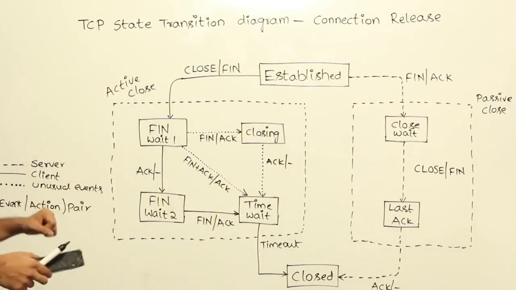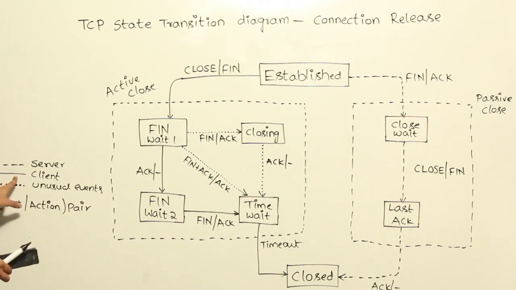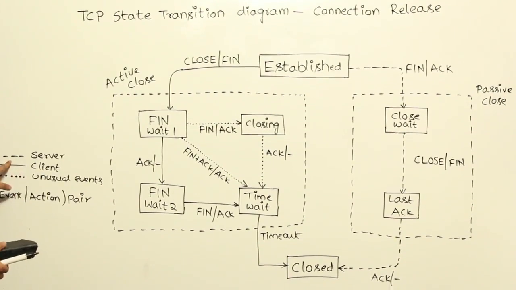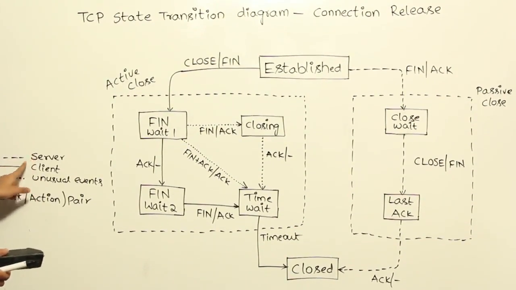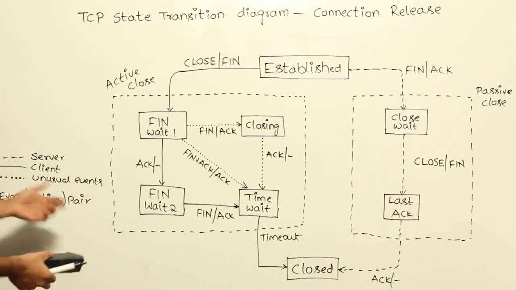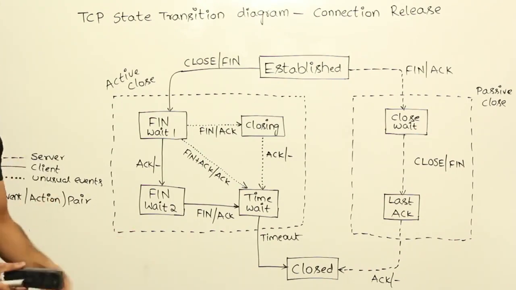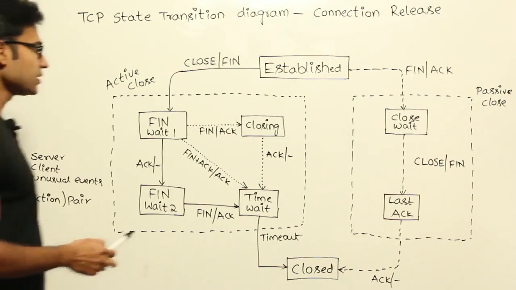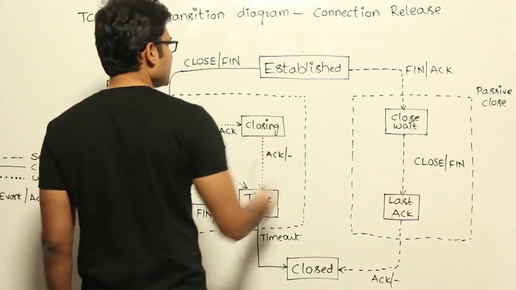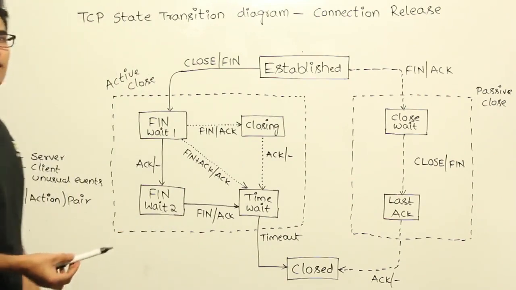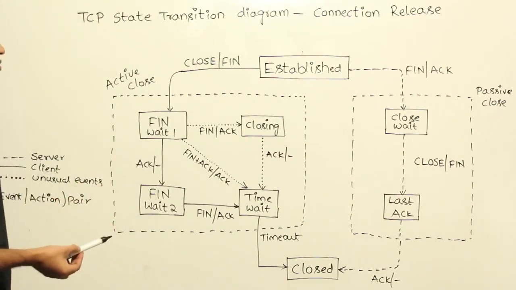So again in this diagram, wherever the bold line is there, the bold line is representing the client and the dashed line is representing the server and the dotted line is representing the unusual events. I mean, there's a chance that they might happen, but they are not very common. Now let us say both the client and server are initially in the established state. Now who will generally start closing the connection is the client.